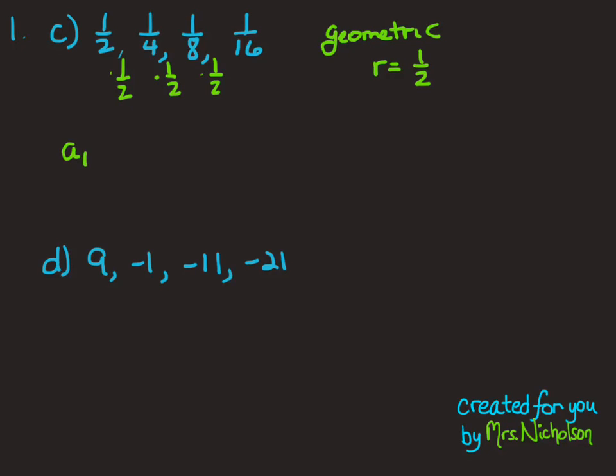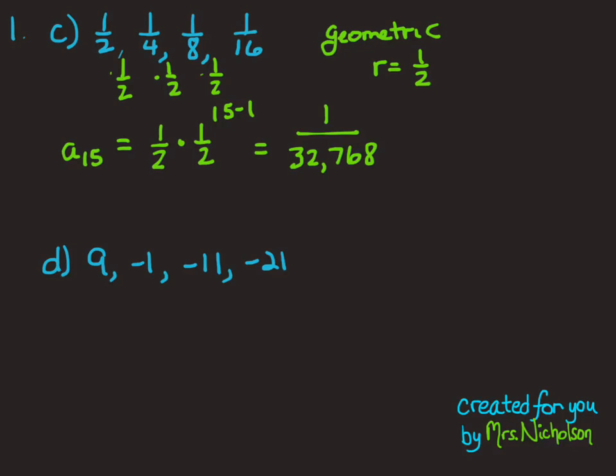And so to find that 15th term, I'm going to have the first term 1/2 times the common ratio, which again is 1/2, raised to the 15 minus 1 power. And that gives us a pretty large denominator here, 1 over 32,768.